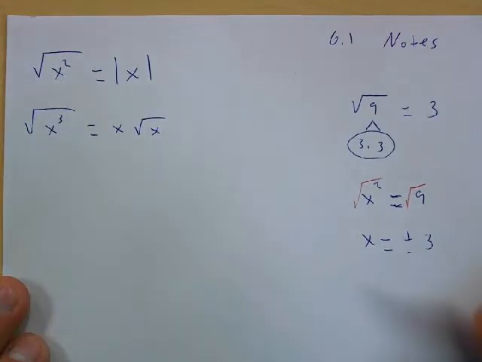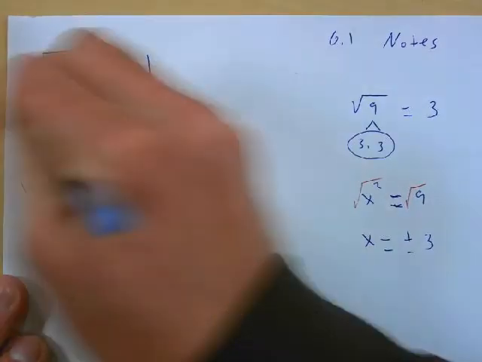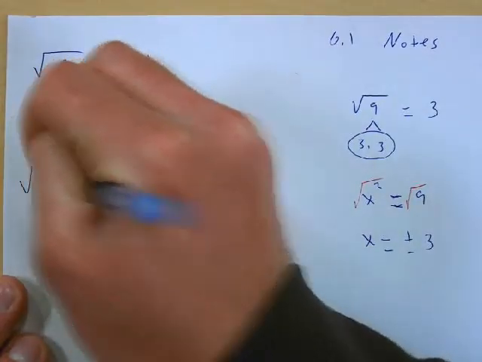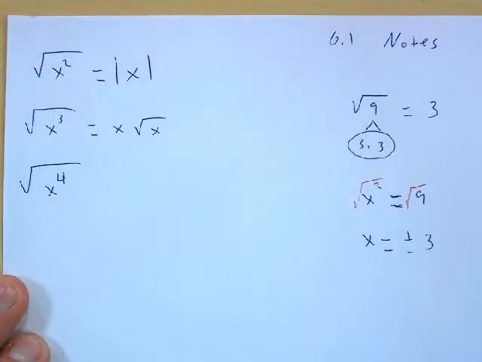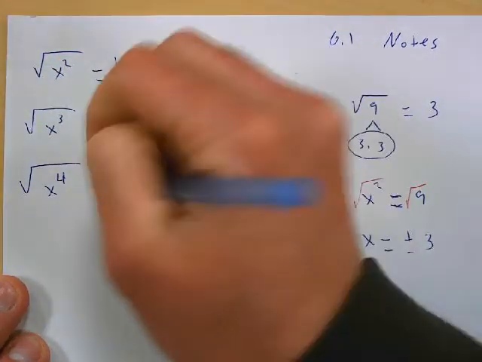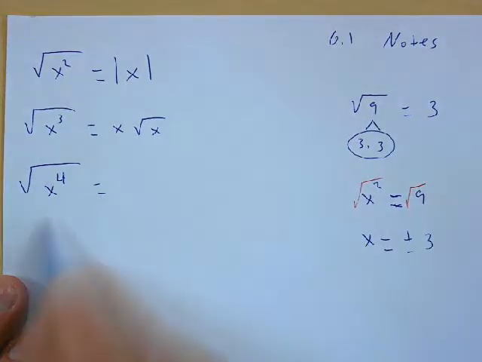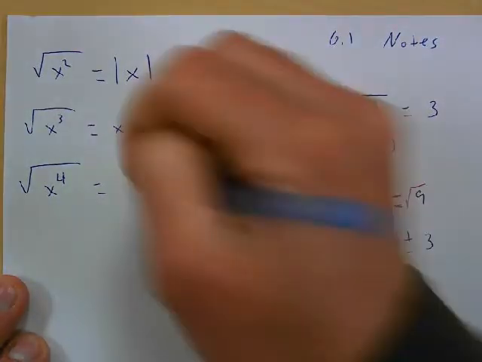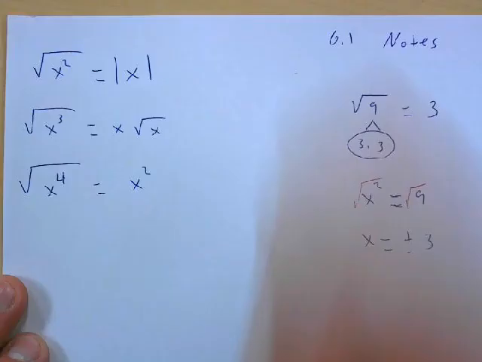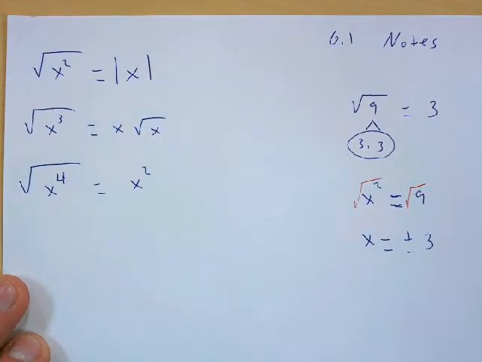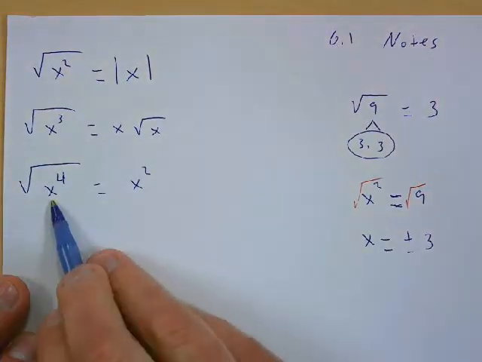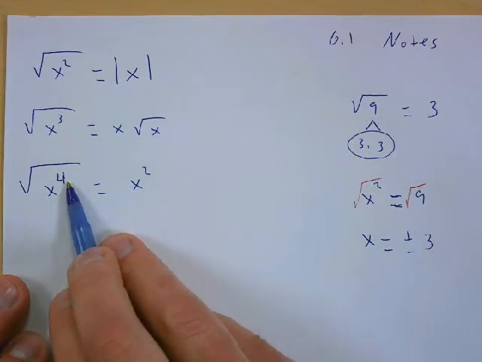All right, let's try another one. How about the square root of x to the fourth power? Okay, what's the square root of x to the fourth power? Well, here I can get two pairs of x's, so I can take out two x's, which is x squared. Do I need any absolute value bars? Well, let's see. Can x be a negative number here? Well, sure, because when I raise that negative number to the fourth power, it would be a positive number.